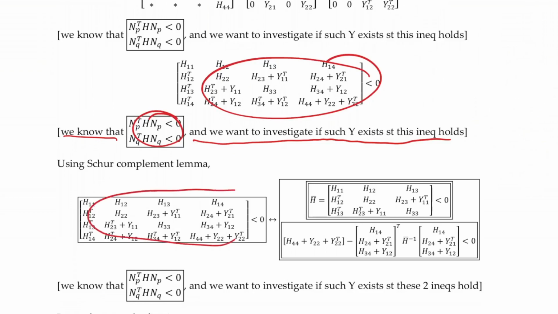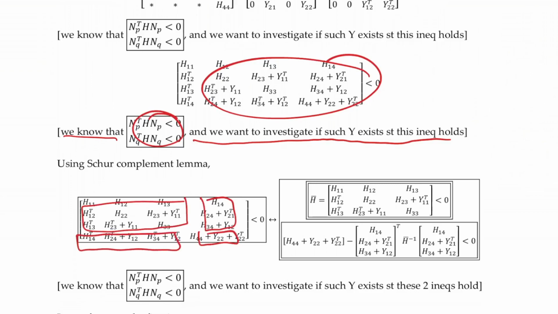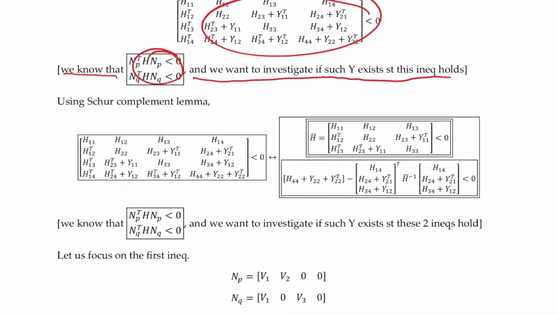We want to investigate if such Y matrix exists such that this inequality holds. By using the Schur lemma, and here in that lemma, the partition can be expressed like that. This is the Schur lemma. I'm not going to talk much about it. We already know what it is. If you're dealing with LMIs, or even have a little familiarity with them, you know what it is.